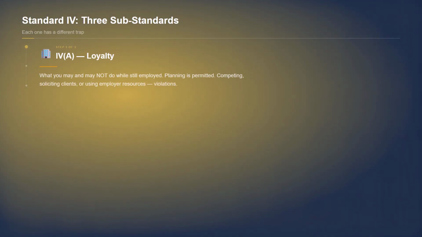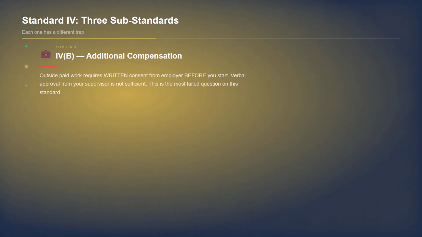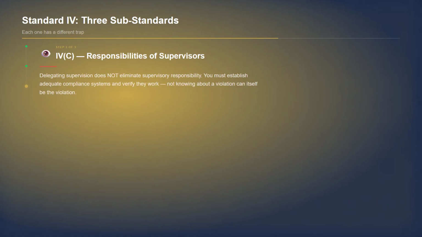Standard IV has 3 substandards. Each one tests a different loyalty trap. Roman IV-A is about loyalty while employed, what you can and cannot do before you walk out the door. Roman IV-B is about additional compensation, moonlighting, side work, outside consulting. Roman IV-C is about supervisory responsibility. What happens when someone you manage violates the standards? The exam tests whether you know the exact line on each one.